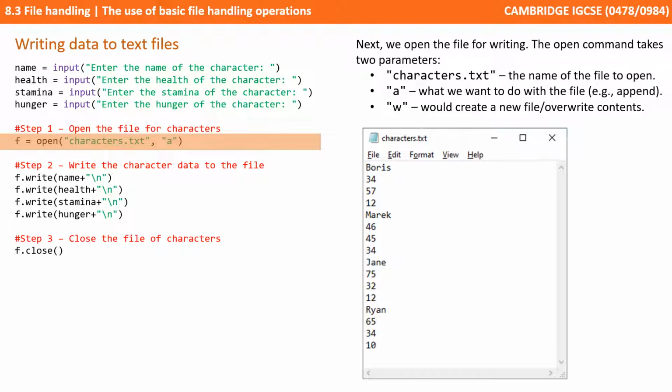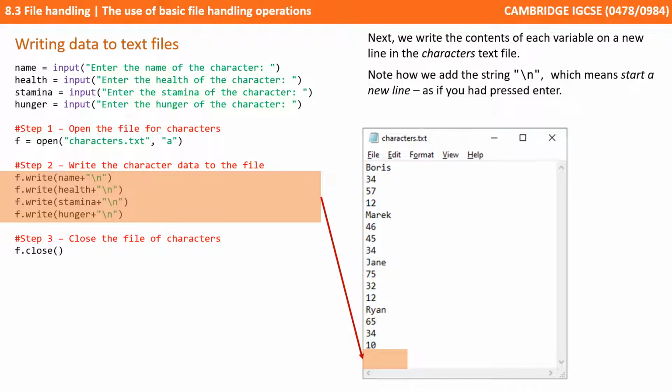In a very similar way to how we read from the file, we now open the file again, but this time for writing. The open command, in a similar way to the read command, takes 2 parameters. The first is the name of the file we want to open, characters.txt, and then the second is a parameter. This time though, we've got 2 choices. We can either supply A, which means we want to append to the file, or W, which means create a new file and overwrite its contents. So we're going to supply A, so we can add new entries to the end of the existing characters.txt file.